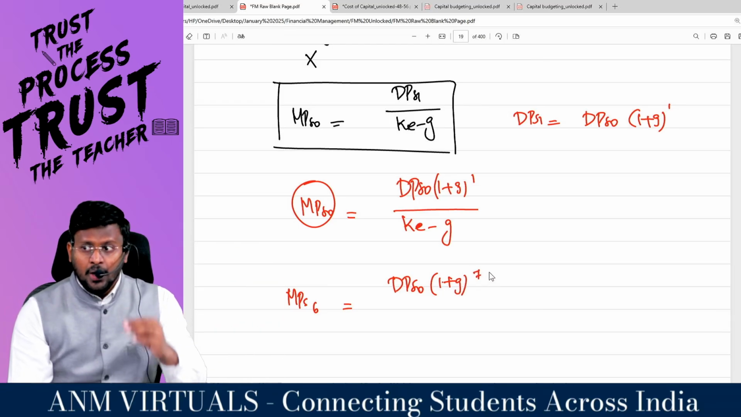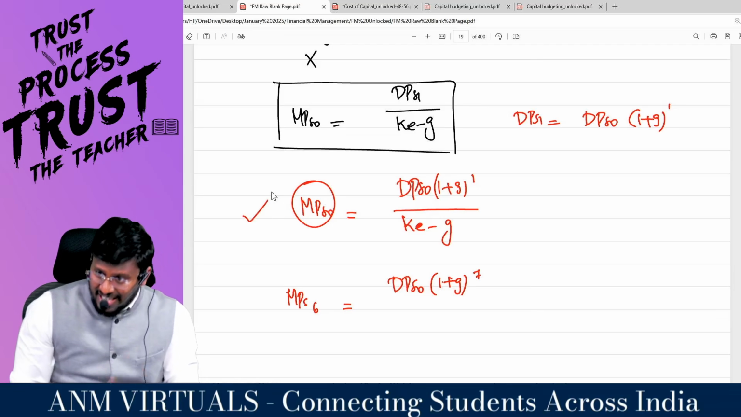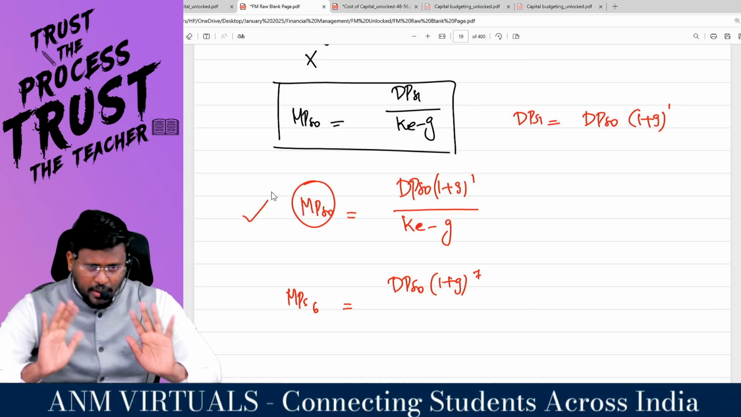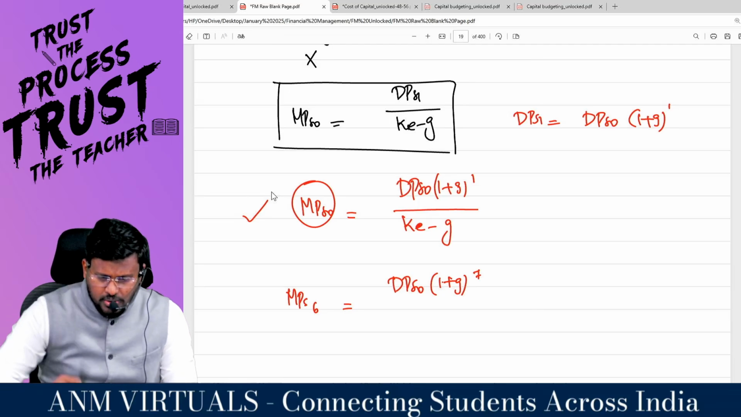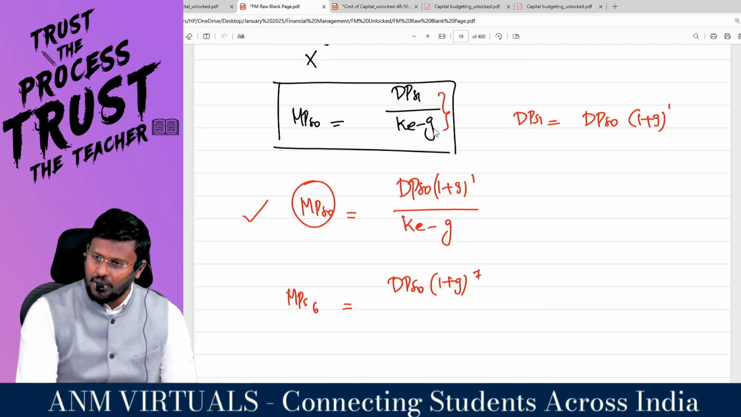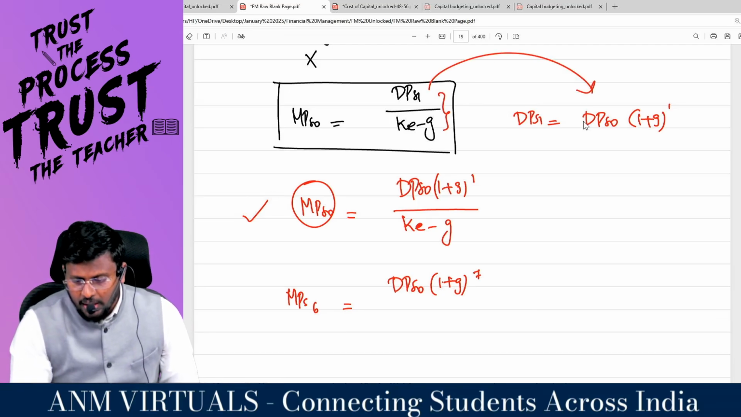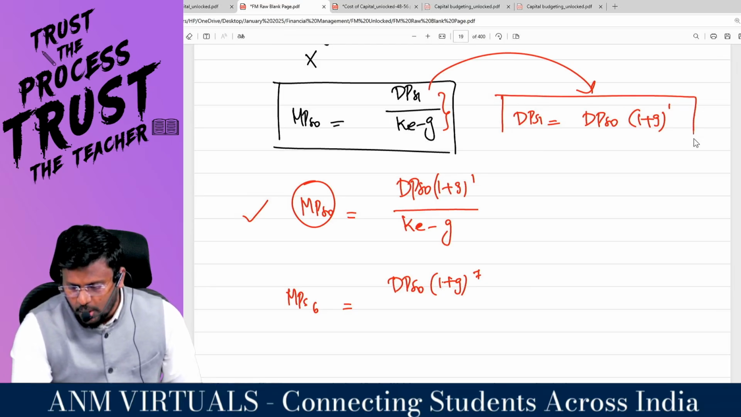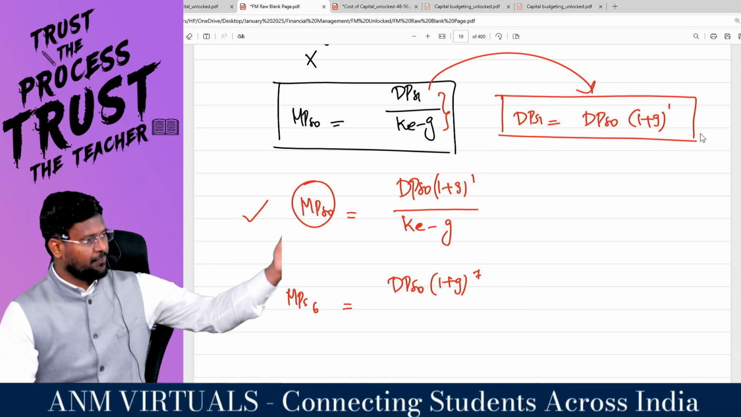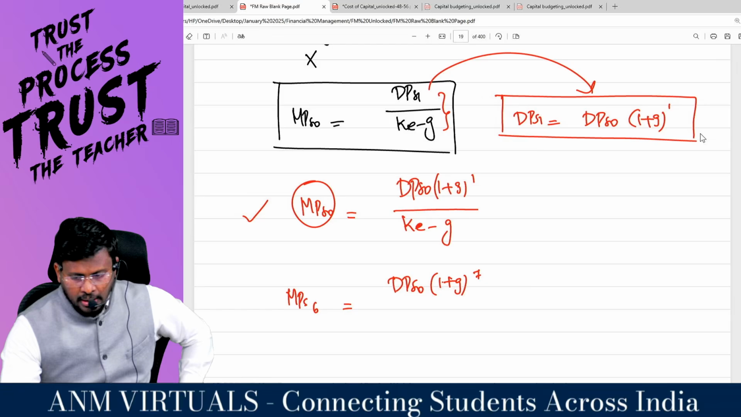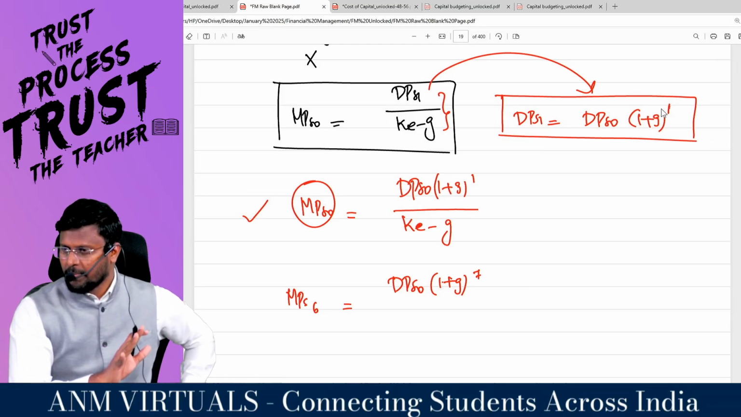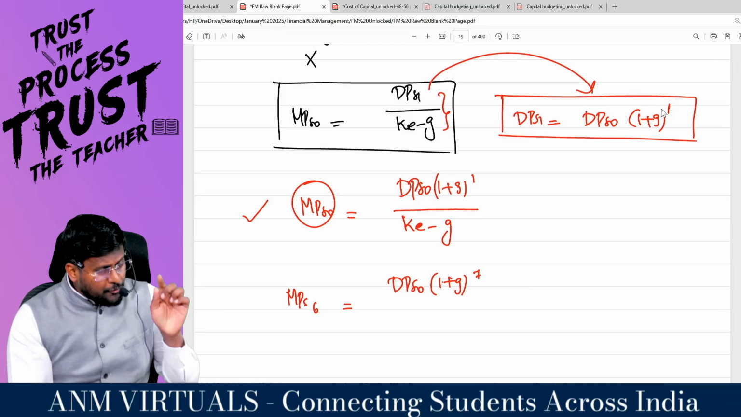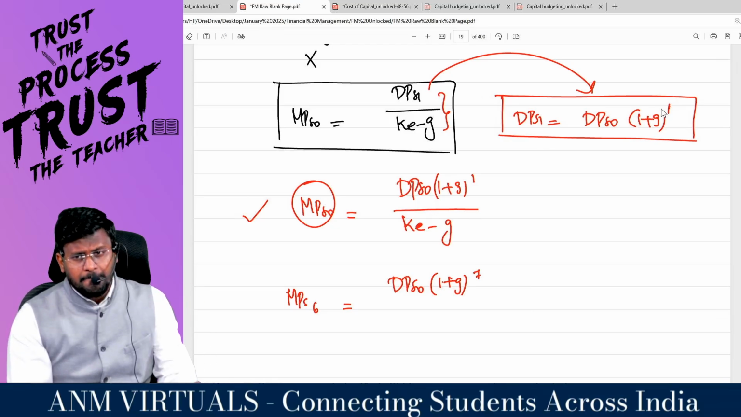Because for the current year, for example today, you are calculating the market price, MPS 0. What formula are you using? DPS 1 divided by KE minus G. What is DPS 1? DPS 1 is equal to DPS 0 into 1 plus G raised to 1. Since this is raised to 1, we are not writing the power. Comfortable?